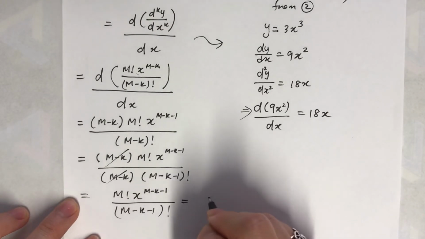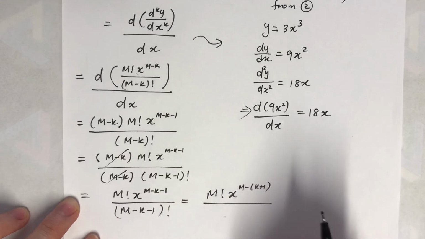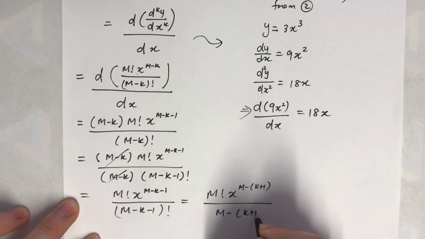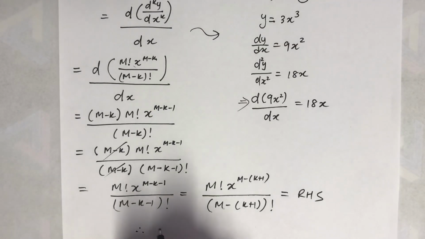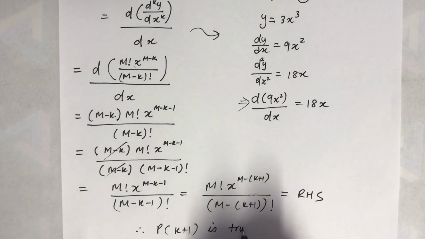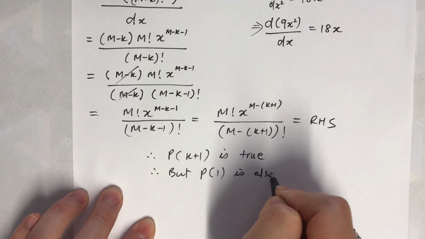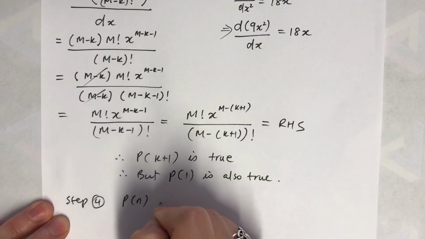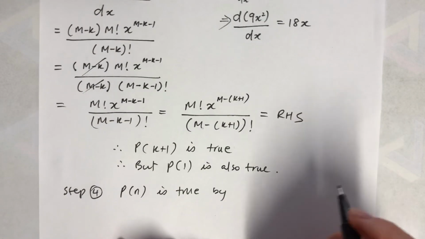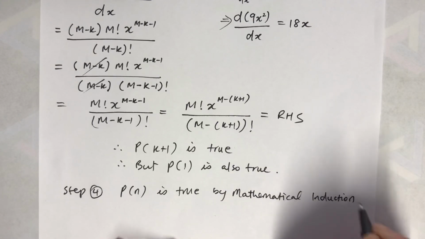Now this one doesn't look exactly like what is here, so I'm just going to change this to look a little bit more like what we want, so that it's clear that the x plus 1 term is there, which is the same as the right hand side. Okay, so then I can say P of k plus 1 is true, and P of 1 is also true. So now we can say step 4, P of n is true by mathematical induction. Okay, well done people.